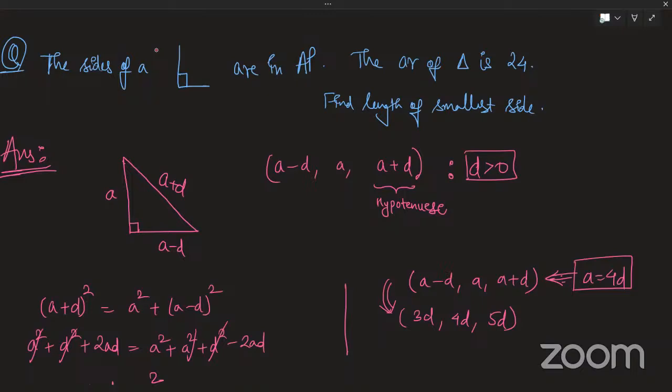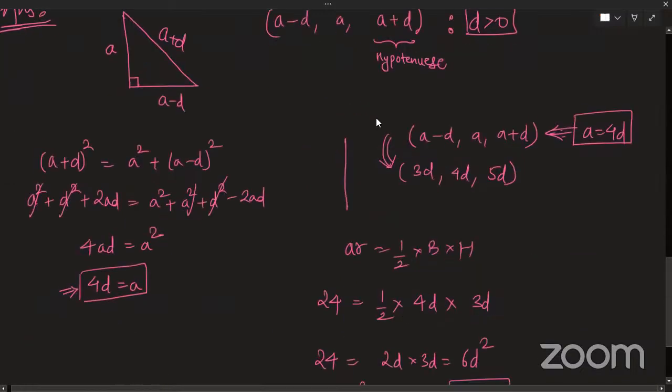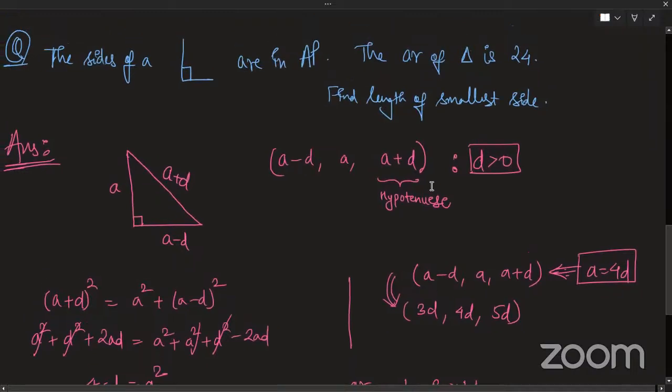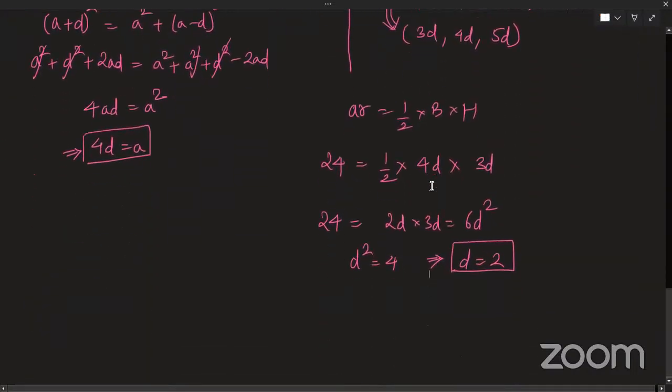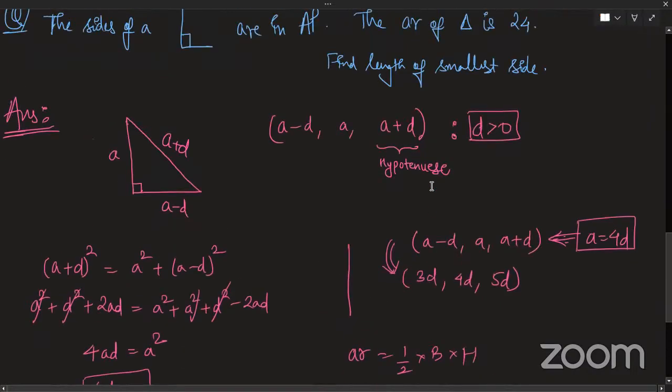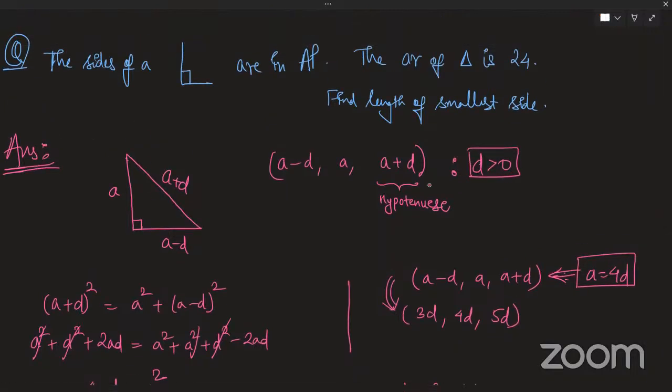But earlier, what had I assumed? That my A plus D is my longest side. So D will only be equal to 2. D will not be minus 2. Because if my D is minus 2, my A plus D will be my shortest side. But I had assumed that A plus D is my hypotenuse. So this is only possible when D is greater than 0. Fine?